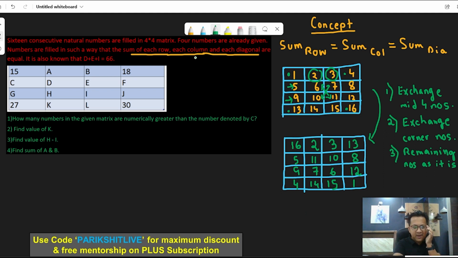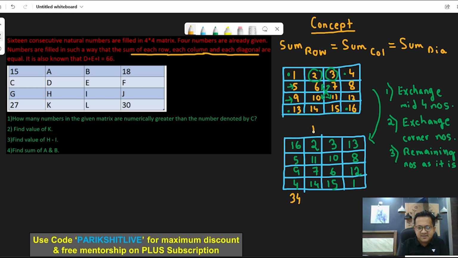Can you verify if the sum of every row is equal to the sum of every column, which in turn is equal to the sum of every diagonal? Please verify. Let's look at the first column. 16 plus 5, 21, plus 9, 30, plus 4, 34. So the sum of the first column is 34.